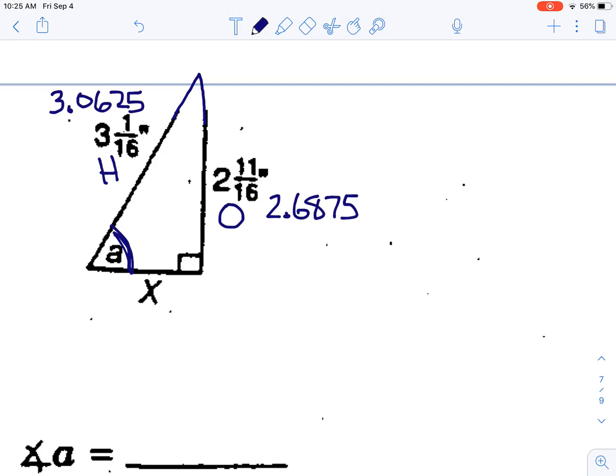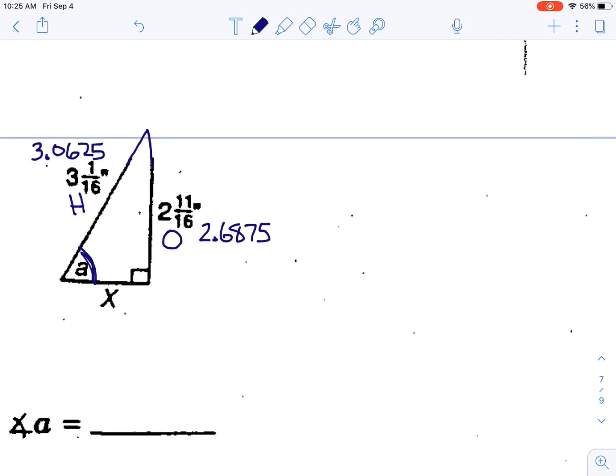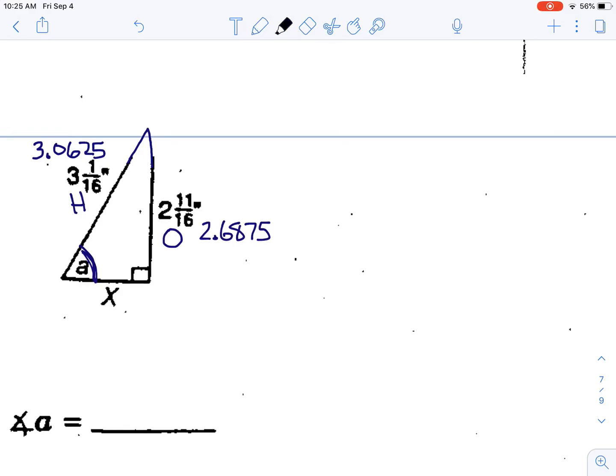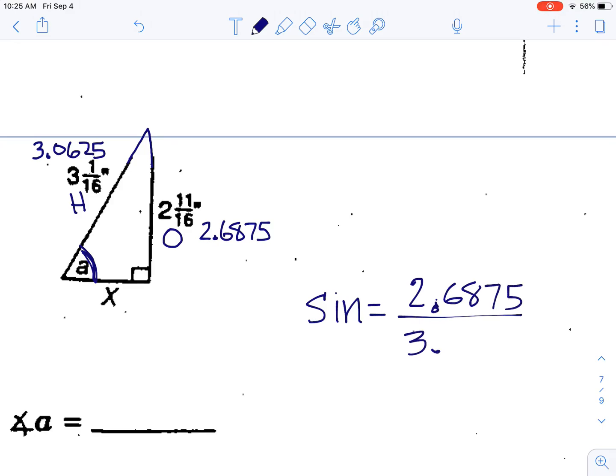And then it takes all the fraction worry out of the problem. So since we are given hypotenuse and opposite, what trig function is opposite and hypotenuse? That is sine. So I like to set up the formula first. It's the opposite over the hypotenuse.